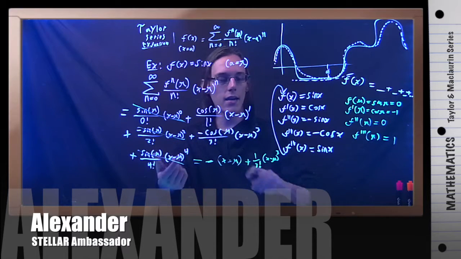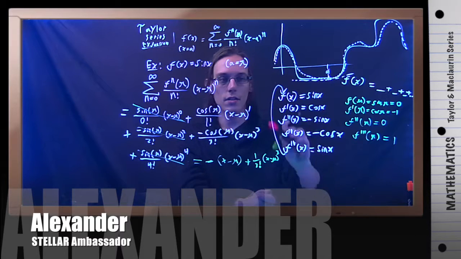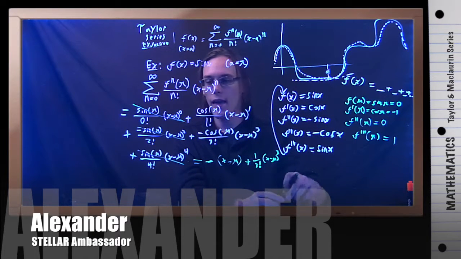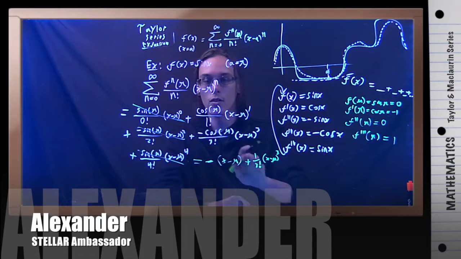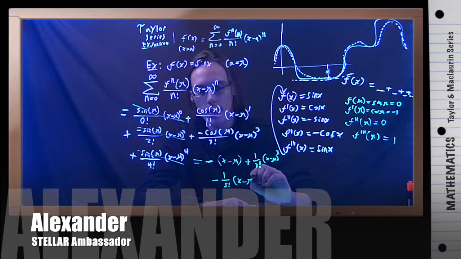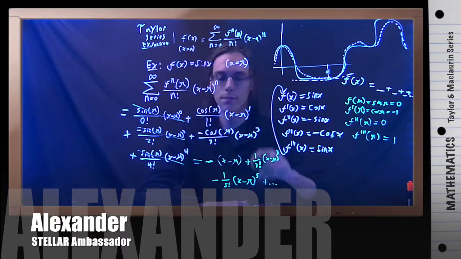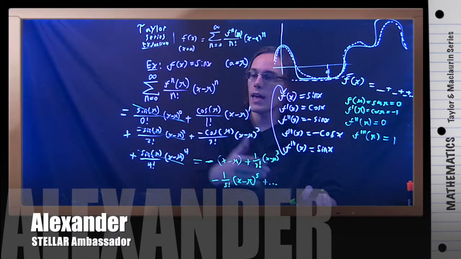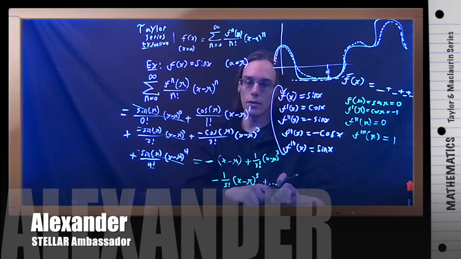And if we had done another derivative, you know how this cycles? The next one after sine would be cosine again, and my n would be 5. So following this pattern, I'd have minus 1 over 5 factorial times (x minus pi) to the 5th. You can verify that for yourself. Just take the derivative again, write it out like this. You should reduce down to that.